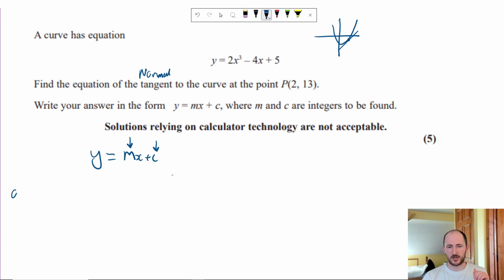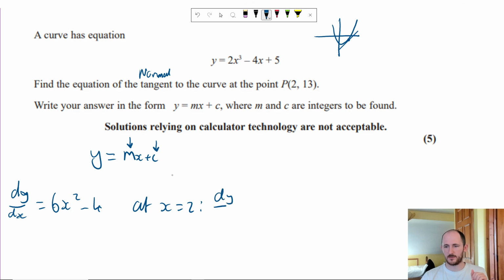So differentiating once gives us 6x squared minus 4. So then at x equals 2, our dy by dx will equal 6 times 2 squared minus 4. So 2 squared is 4, times 6 is 24, minus 4 is 20.